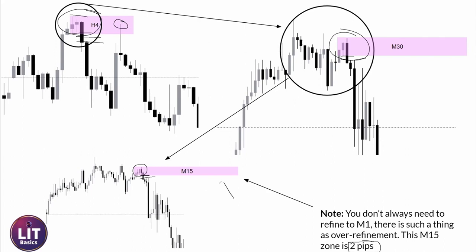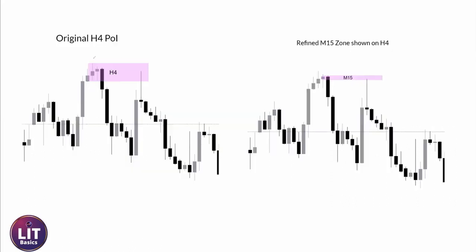Once you get to this point, you don't need to be going crazy refining down to 0.1 pips or taking a limit off that. We don't need to over refine, and it's very important that you actually don't over refine because it's not worth it. So again, original H4 POI down to our M15 POI that's shown on the H4.